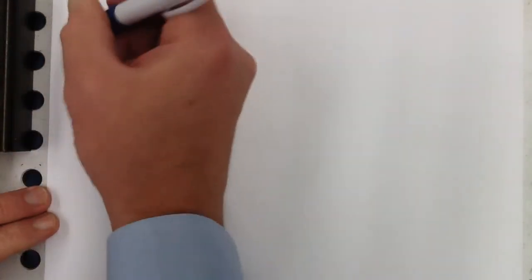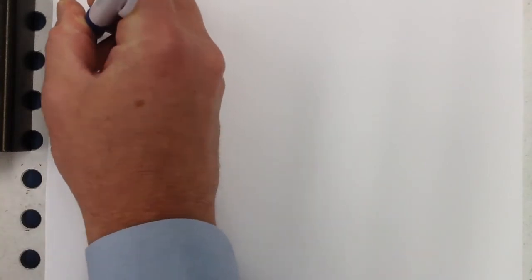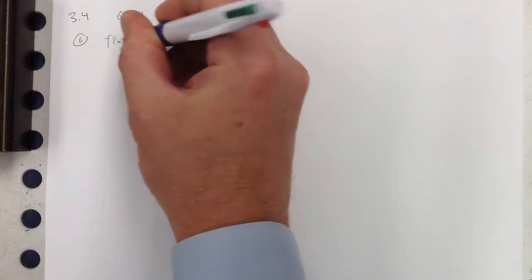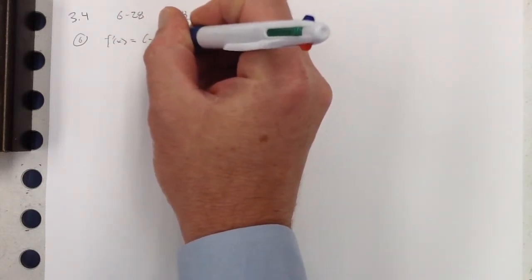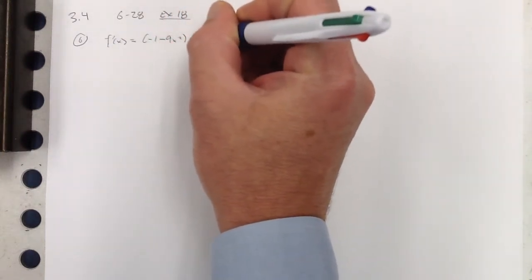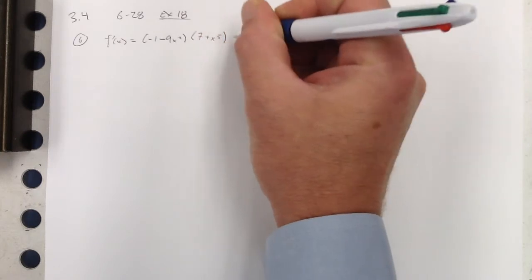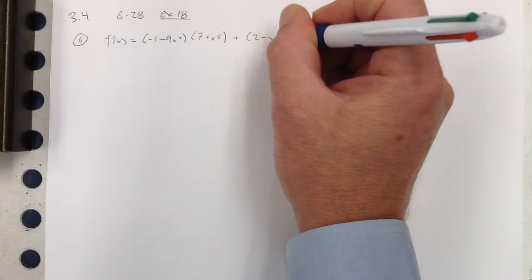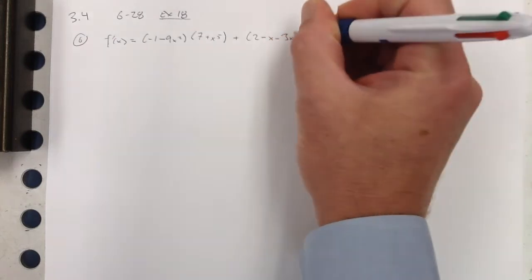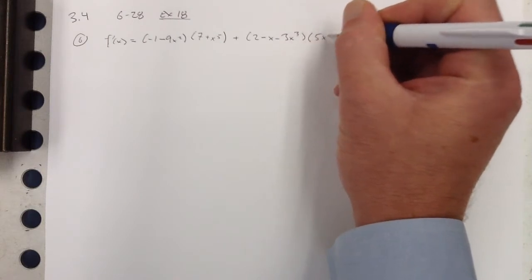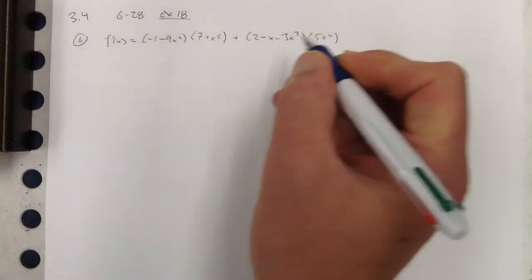All right, number 6. Let's go. Find f prime of x. I'm ready. So let's see. f prime of x is going to be the derivative of the first times the second plus the first times the derivative of the second. And then I'm going to simplify that.